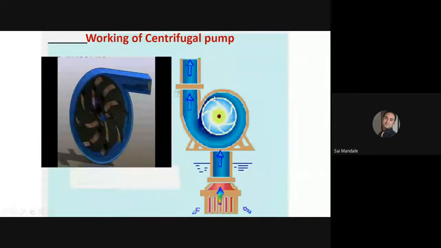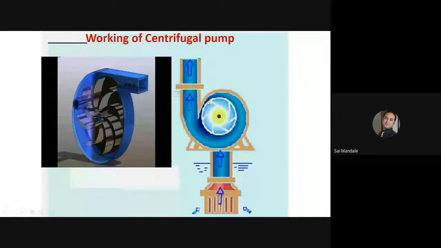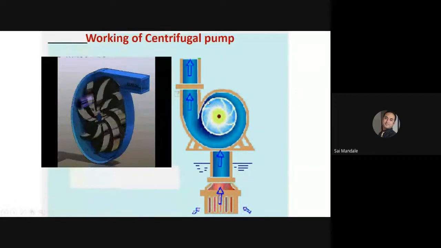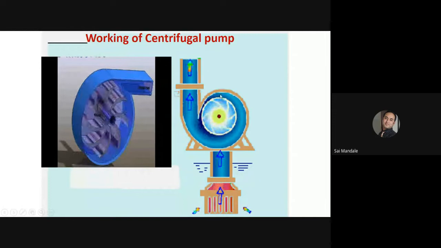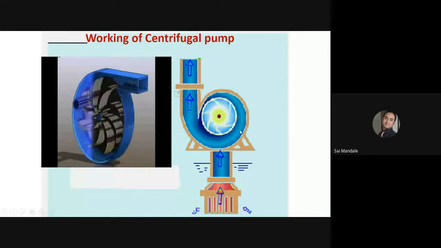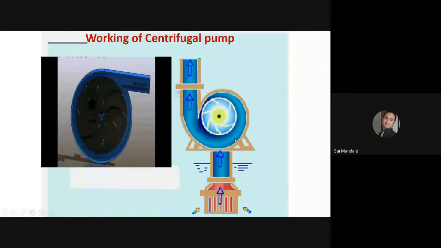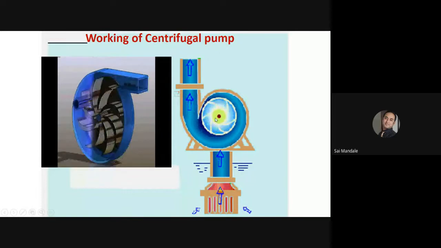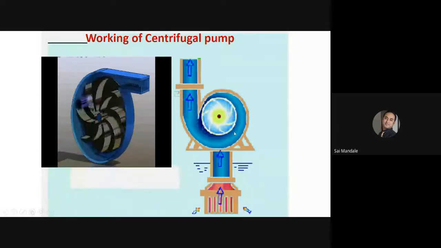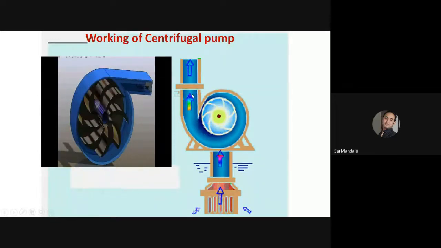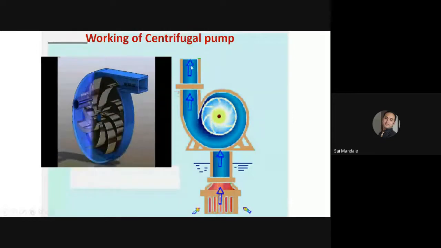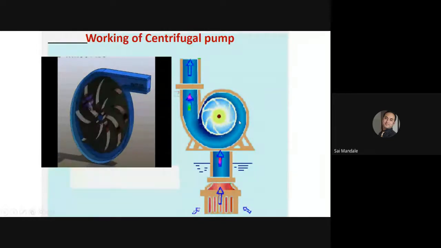The casing is having an impeller. It is having a volute casing. So the area is continuously increasing over here. That is, the gap between the impeller and the casing is increasing. The pressure is rising continuously. It is coming and is discharged into the discharge port or delivery pipe. Okay.